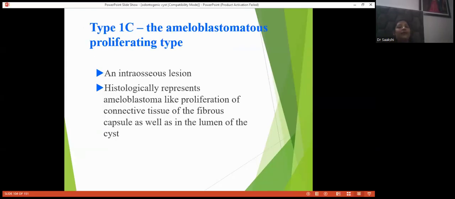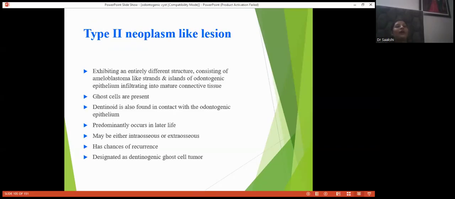Coming on to the third type, that is the ameloblastomatous proliferating type. It's an intraosseous lesion. Histologically, it represents ameloblastoma-like proliferation in the connective tissue of the fibrous capsule as well as the lumen of the cyst. Now, there is one more type, that is the neoplasm-like lesion. It exhibits an entirely different structure which consists of ameloblastoma-like strands and islands of odontogenic epithelium which infiltrate into mature connective tissue. Again, in this, ghost cells are also present. Dentine-like structure is also found in contact with the odontogenic epithelium. It predominantly occurs in later life, like in the 50s or 60s years of age.